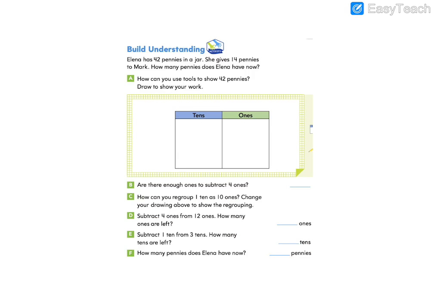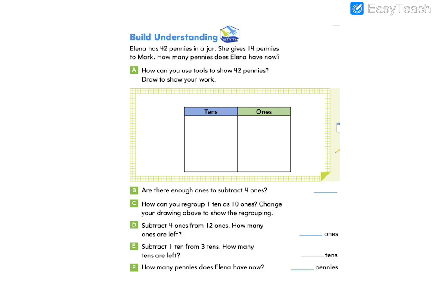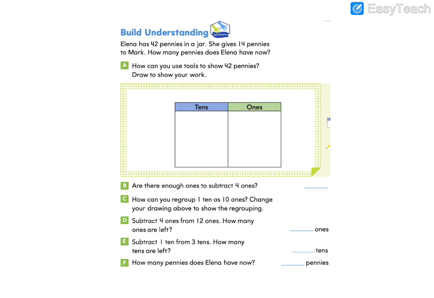Let's look at our build understanding. Elena has 42 pennies in a jar. She gives 14 pennies to Mark. How many pennies does Elena have now? The first thing we need to do is show the 42 pennies Elena starts with. Let's go ahead and draw our 4 tens and 2 ones.